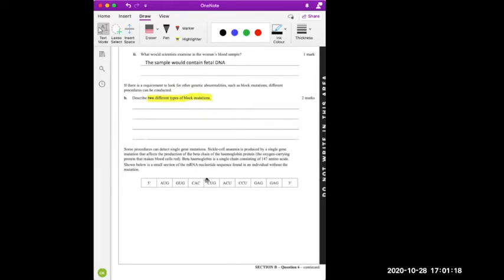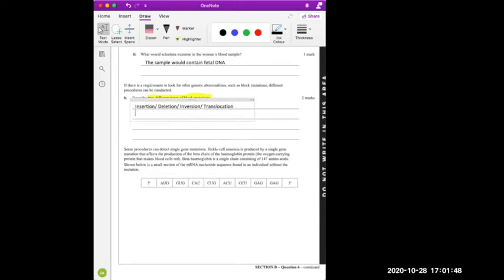Okay. If there is a requirement to look for other genetic abnormalities, such as block mutations, different procedures can be conducted. Describe 2 different types of block mutations. So they've gotten rid of aneuploidy and polyploidy in chromosomes, but they didn't get rid of block mutations. These are the ones that I mentioned at the start: insertion, deletion, inversion, translocation.